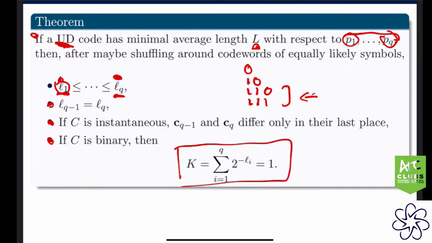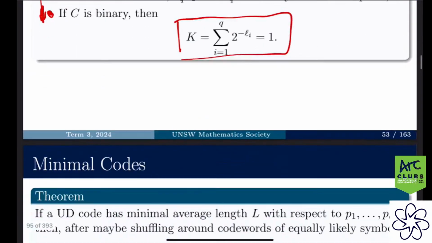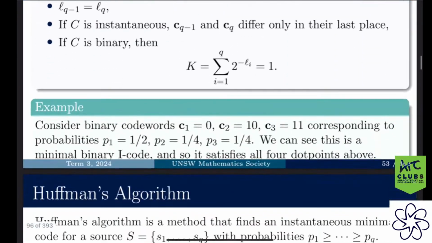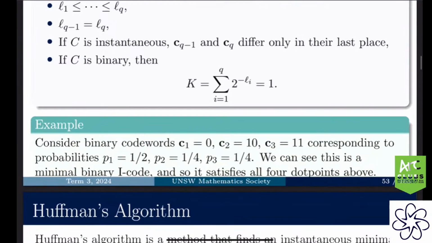I guess this is just saying, if we have a uniquely decodable code that is minimal, then all of these properties are true. We also see this is going to be true when we look at the Huffman algorithm. Here's just an example. You can go through this at home and verify that all of these statements are true for this code.